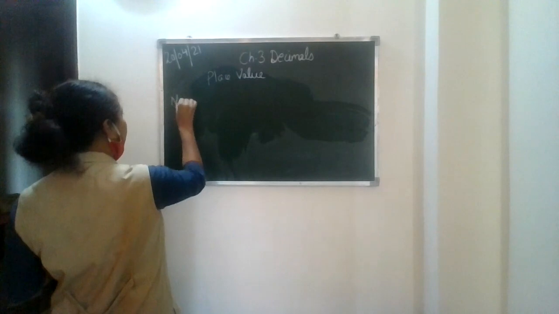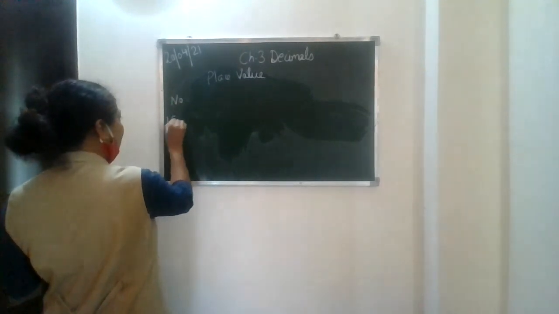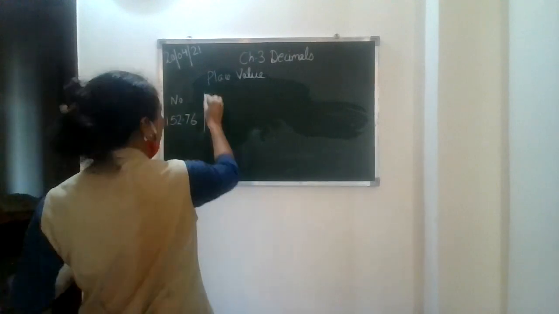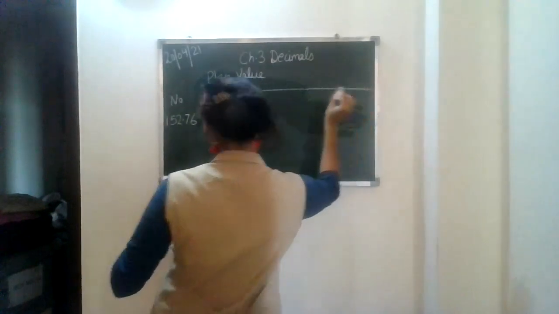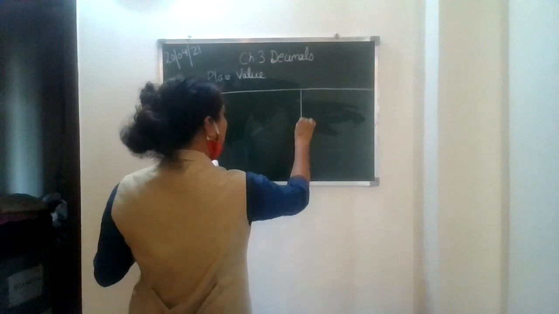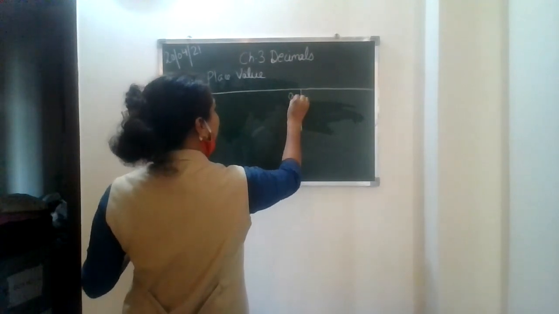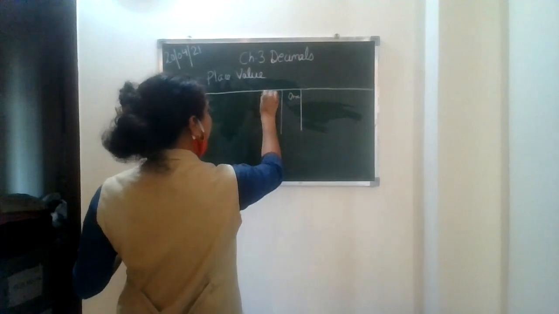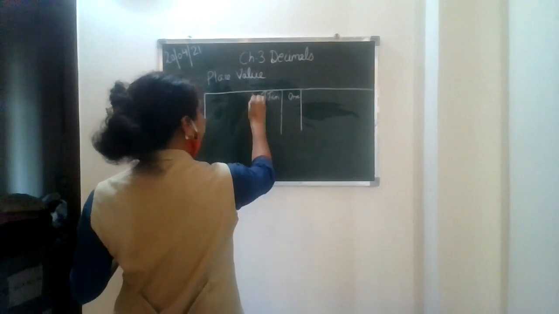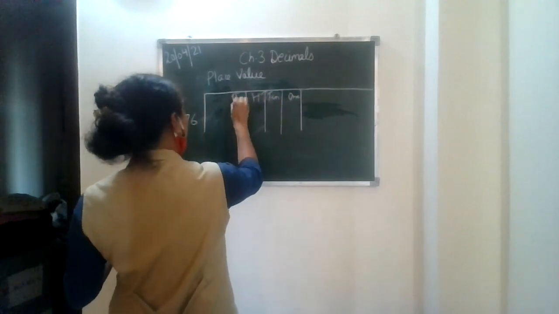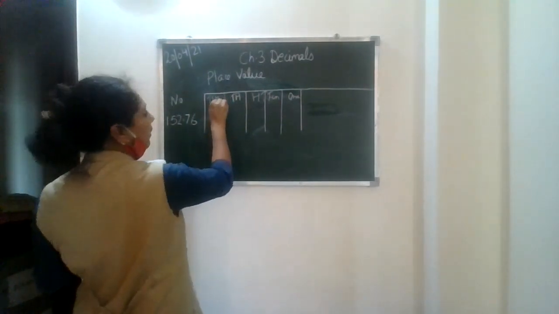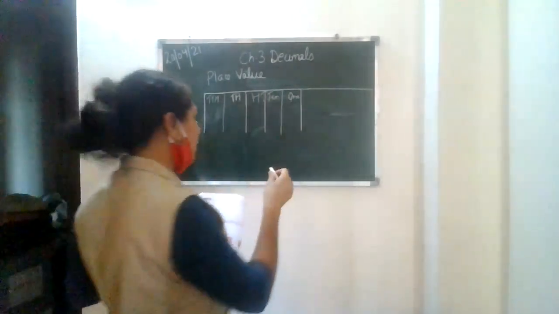For example, your number is 152.76. So your place value chart will go like this. See here carefully. Here I'm going to do the demarcation. You start with ones, right? Ones. Then your tens is there. Then your hundreds is there. Then your thousands is there, then your 10,000 is there. Likewise, the way you keep on growing the number.